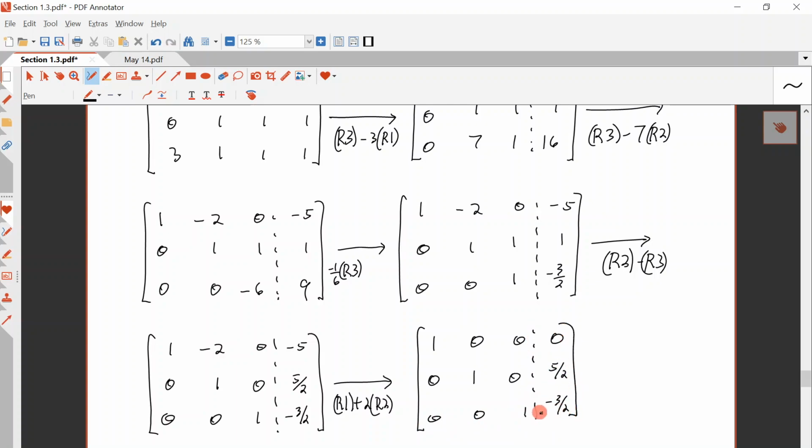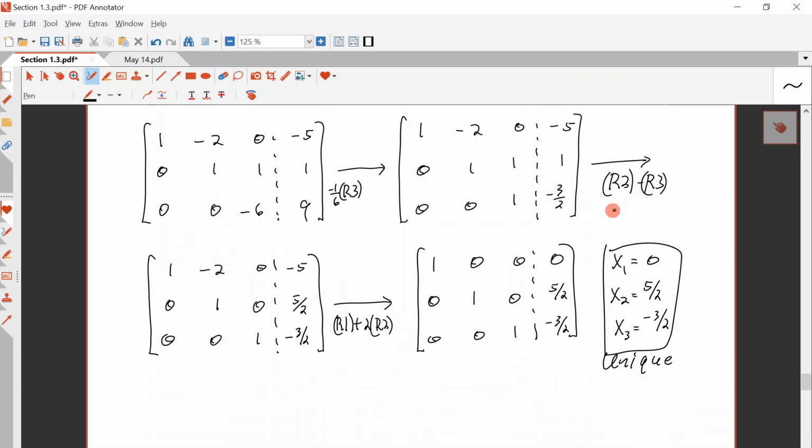So now we've got this matrix in reduced row echelon form, and we get that x1 is equal to 0, x2 is equal to 5 halves, and x3 is equal to minus 3 halves. So that is the unique solution for scalars x1, x2, x3. Let's check.